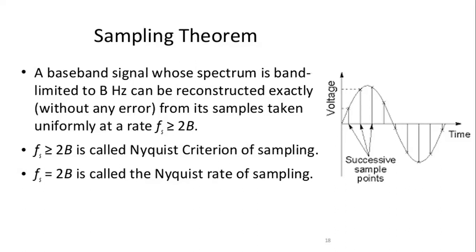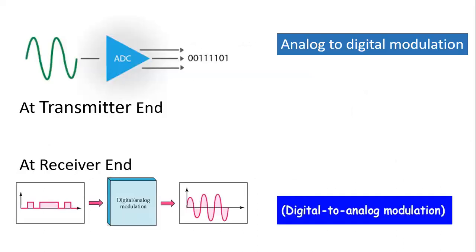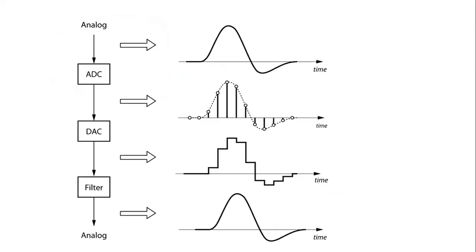So when your sampling rate is higher than or equal to twice the bandwidth of the information signal, then naturally the sampling that happens is of good quality and the reconstruction is quite close to the original. Now, what are the uses of doing this sampling? We can convert analog signal into digital signal and digital signal into analog signal.